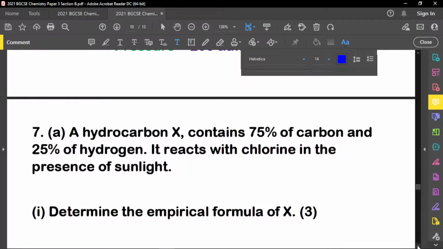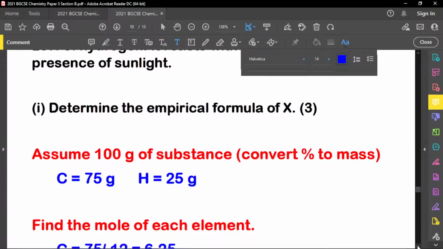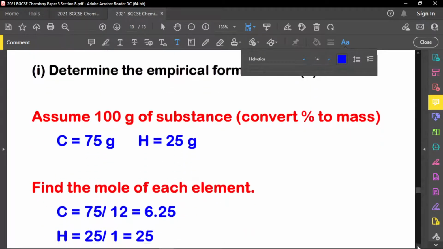Now for question number 7, it said a hydrocarbon X contains 75% of carbon and 25% of hydrogen. It reacts with chlorine in the presence of sunlight. Here it asks us to determine the empirical formula of X. To find the empirical formula, again, I've given stages or steps. The first thing you're going to do is convert your percentage into mass. You assume that there's 100 grams, so carbon equals 75 grams and hydrogen equals 25 grams.